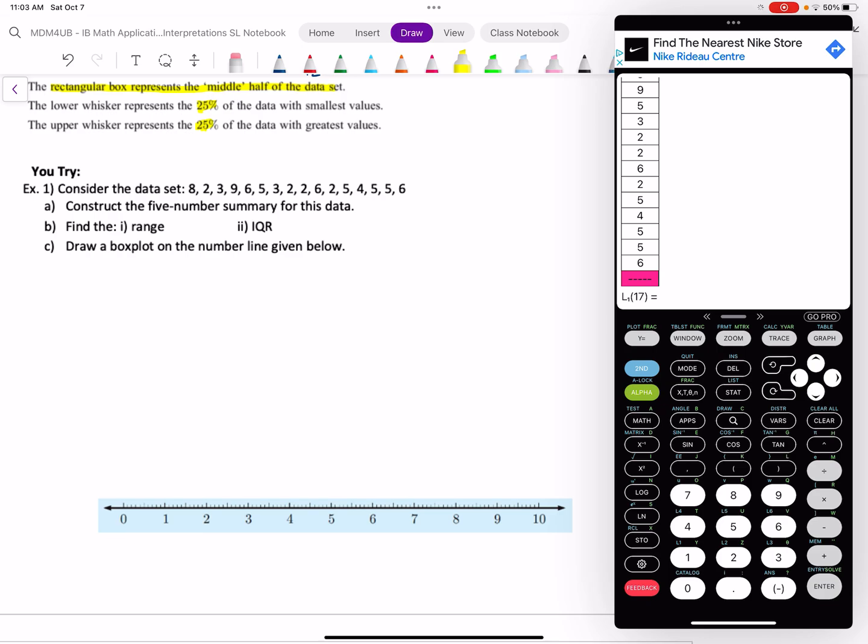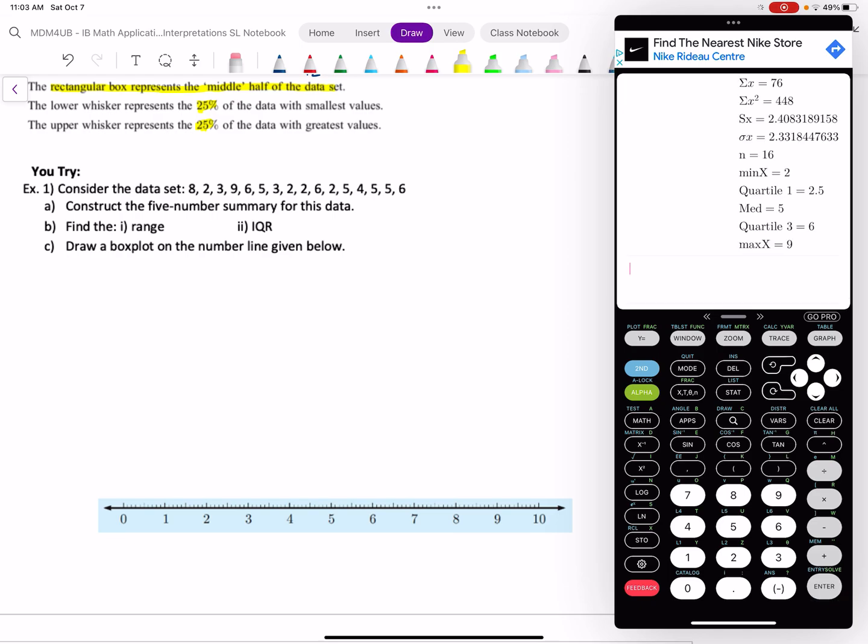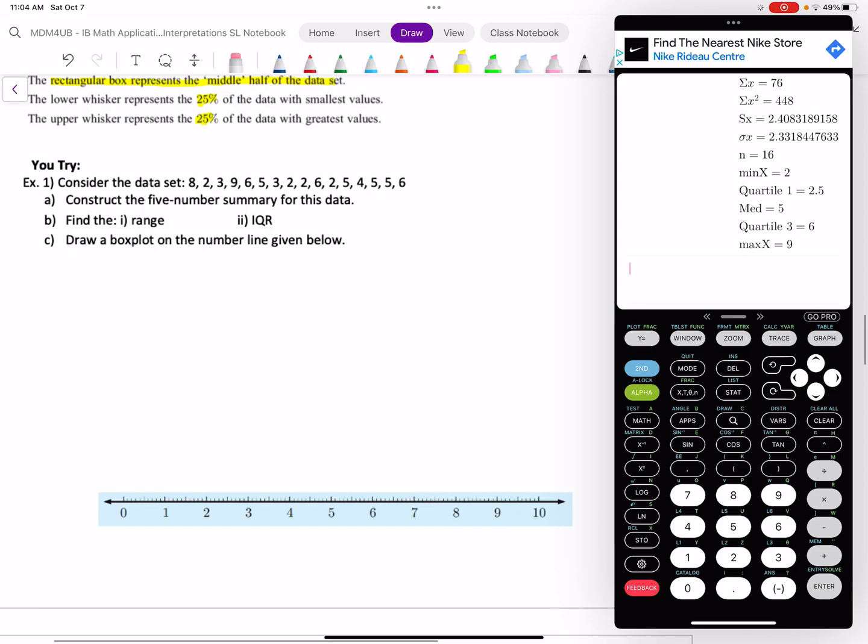Okay, I'll just make sure I got everything inputted correctly. Let's see what I get for my answers. I think that's right, yeah. So there's my information. So construct a 5-number summary.